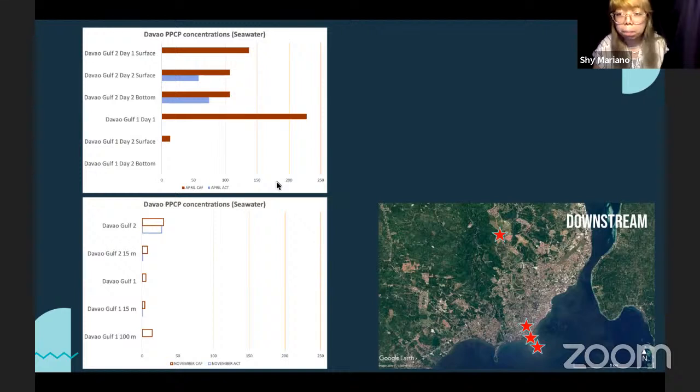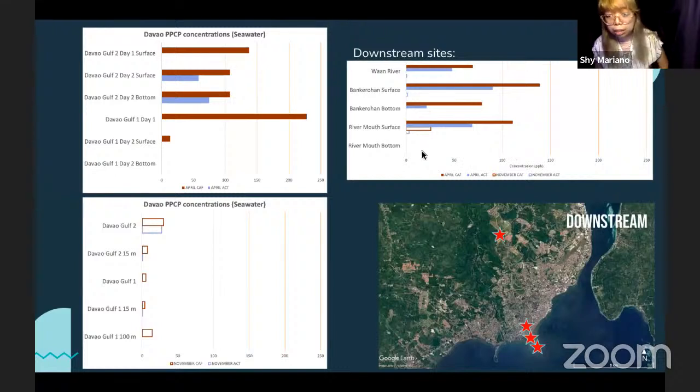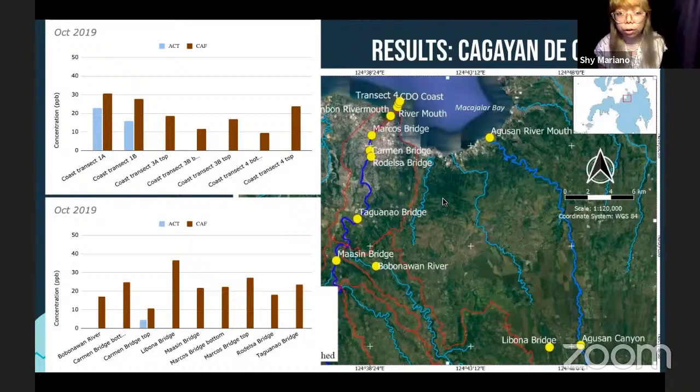And if we compare this concentration to the downstream sites, we can see that they're almost in the same range. It's also notable that the downstream sites are adjacent to the city center, so more structures, more people, and probably more discharge of untreated wastewater. The same trend can be seen in Cagayan de Oro.